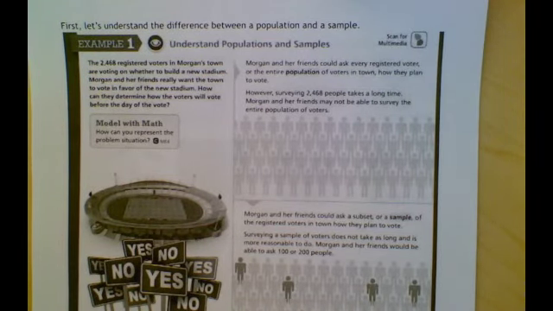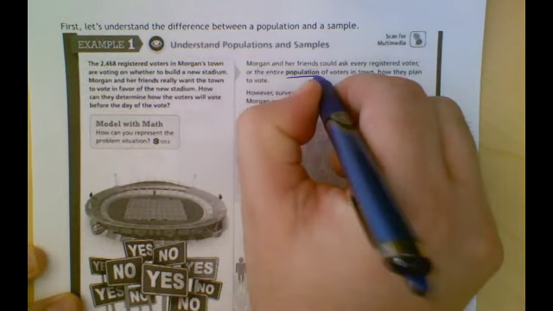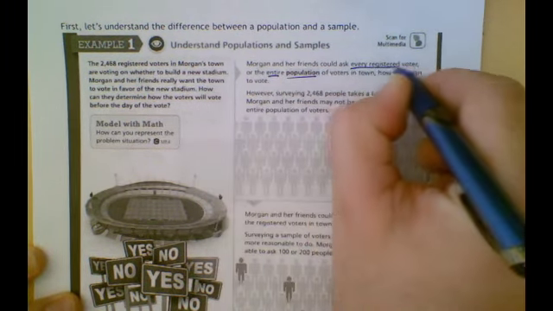So first, we're going to understand what the difference is between a population and a sample. In this example, it says the 2,468 registered voters in Morgantown are voting on whether to build a new stadium. Morgan and her friends really want the town to vote in favor of the new stadium. How can they determine how the voters will vote before the day of the vote? So Morgan and her friends could ask every registered voter or the entire population of voters in the town how they plan to vote. So the population in this case is the entire or every registered voter.